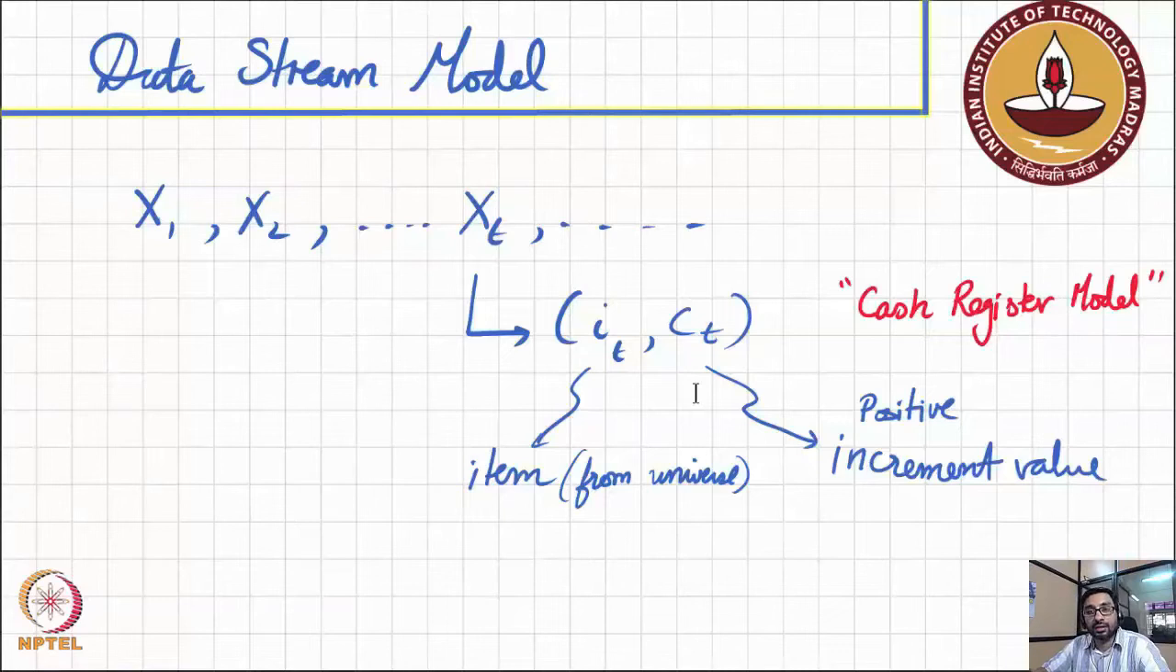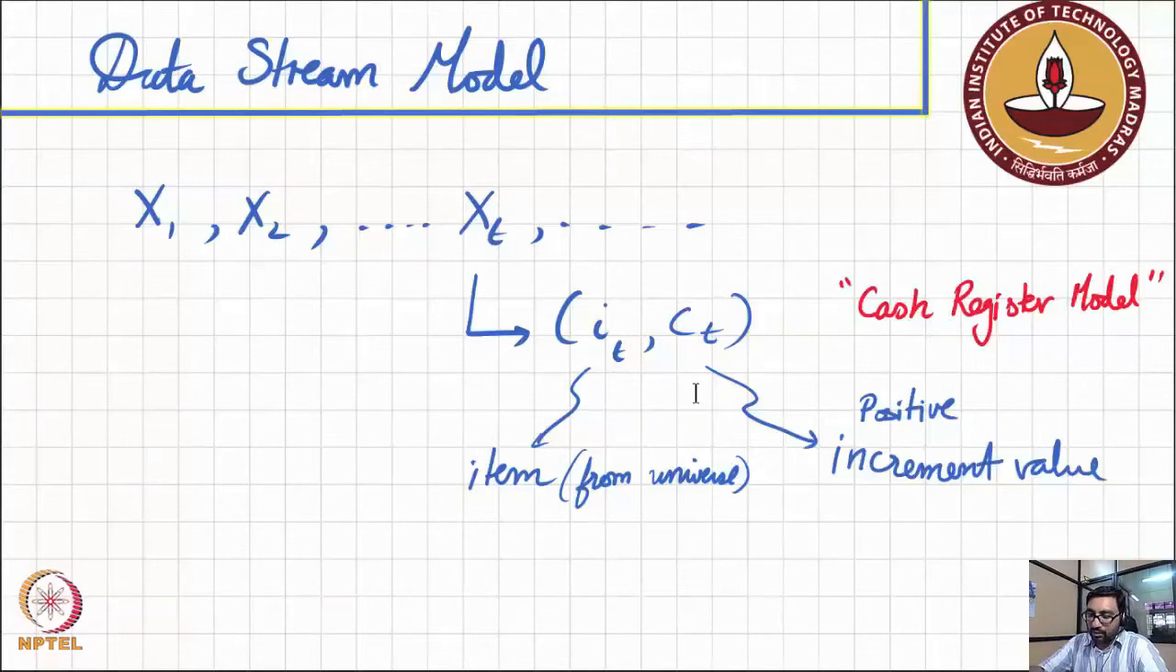Perhaps this could represent the number of bytes that are being sent from this particular source to the destination, or something like that. But keep in mind, the same item can get repeated. So x1, xt, xt plus 200, all of them could be the same item. So from the perspective of the network example, the same source destination pair can send some amount of data at one point in time, a little bit later some more amount of data, and so on and so forth.